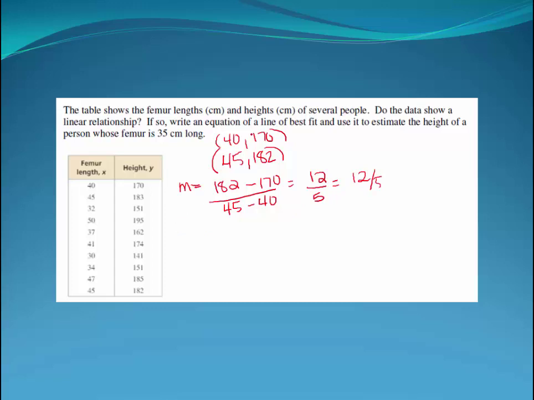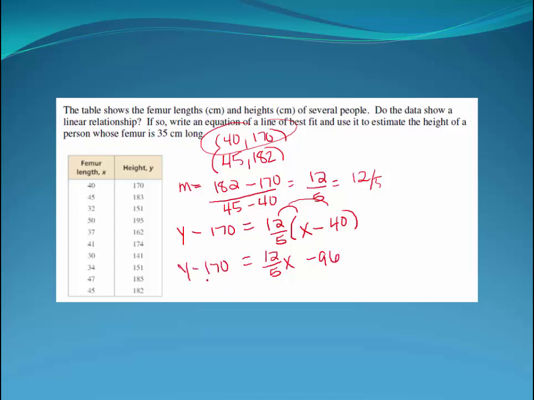Then we're going to pick a point. I'm going to go ahead and pick this one. And I'm going to choose to pick point slope. So y minus my y coordinate equals my slope, x minus my x coordinate. So now I'm going to go ahead and distribute. And then I'm going to solve for y. So we'll add 170, add 170.